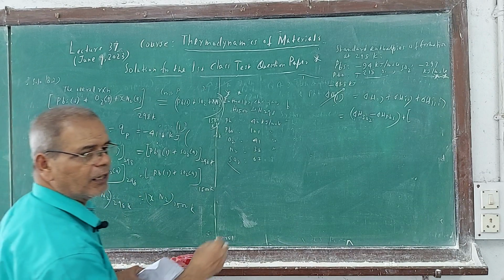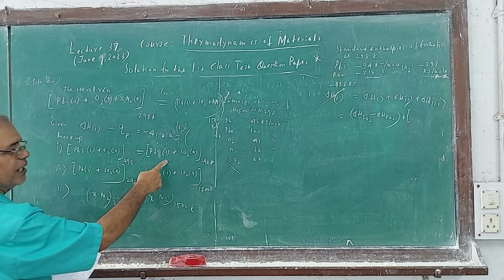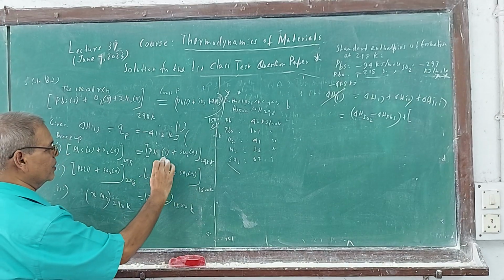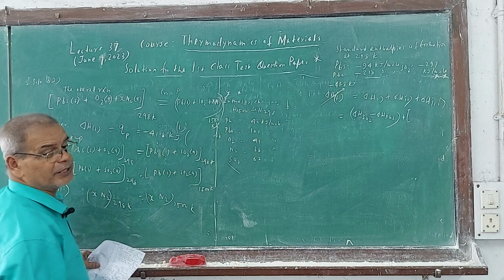PB liquid or PB, okay? PB liquid or what is this? I'm very sorry. PB here is wrong. PB liquid 298. Very sorry. What is this? At 298 its melting point is 600 Kelvin.